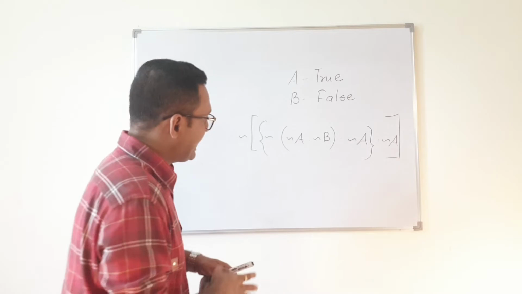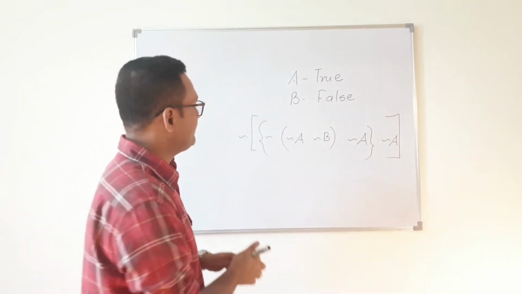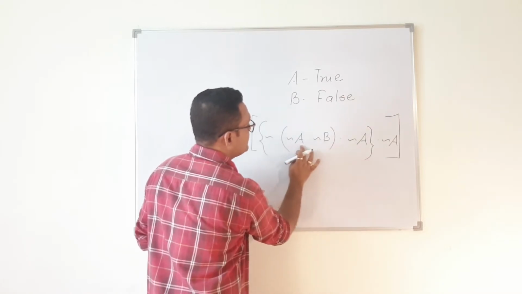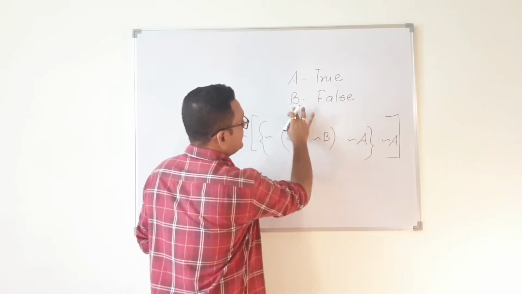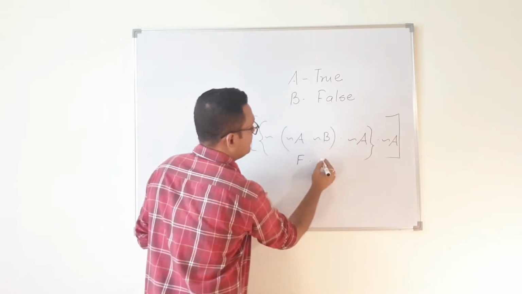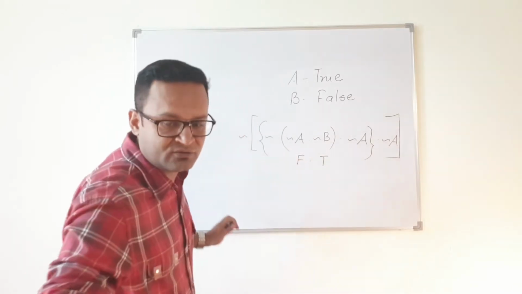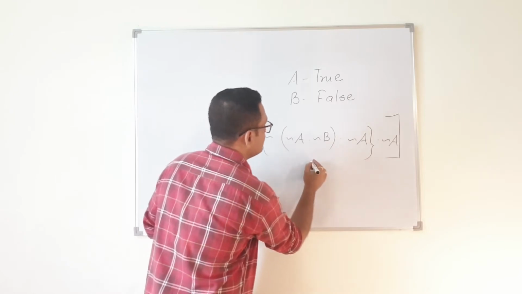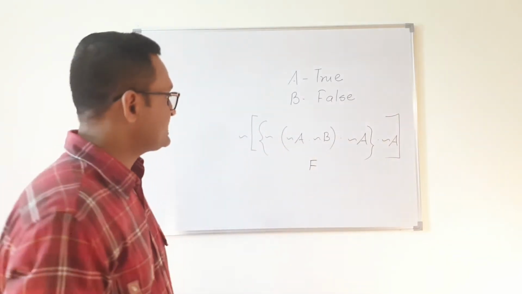The first bracket which you need to solve is this. Fine. So you put the values of this. A is true, B is false. So the negation of A will be false, dot the negation of B will be true. So false dot true is false. So I will directly write it as false. So this has been taken care of. Fine. So this was the first step.